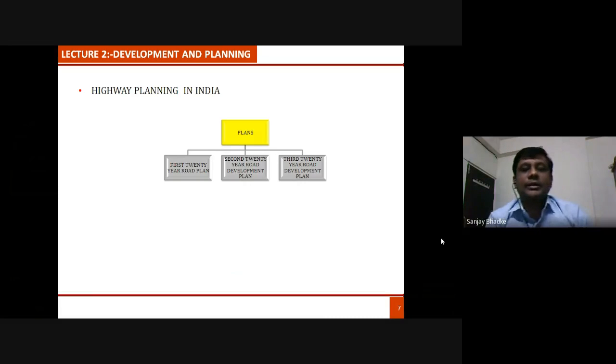So there was a committee. This committee was constituted by the government of India after freedom, and after their various minutes of meeting and after taking overall feedback, they decided that we should construct the various roads in India among these three plans, that is, the first 20-year plan, second 20-year plan, and third 20-year plan.